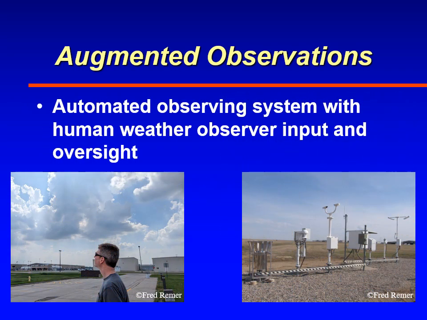A third type of weather observation is an augmented observation. This is where you take the best things of an automated system and also of a manual system and combine them. So an augmented observation is one where the machine produces parts of the observation, but the human weather observer can look at the observation and make their own changes, and perhaps even add additional information if needed.